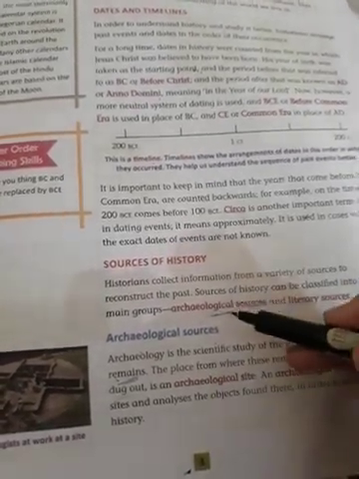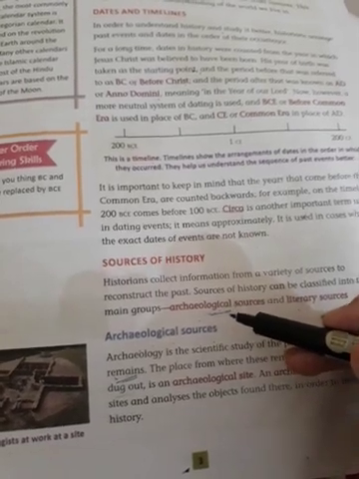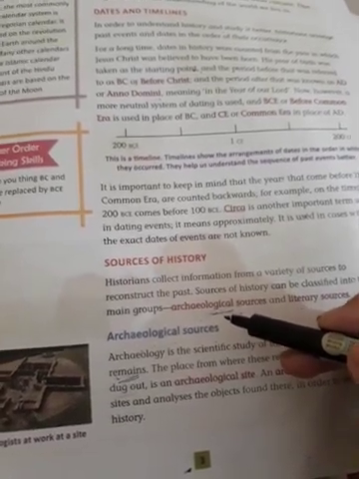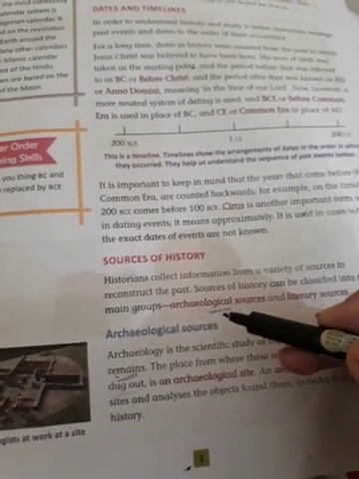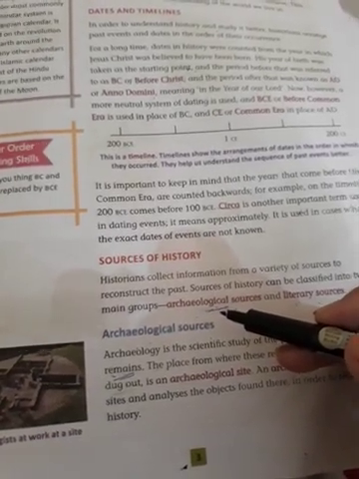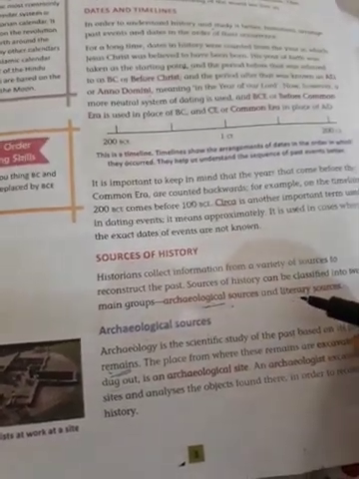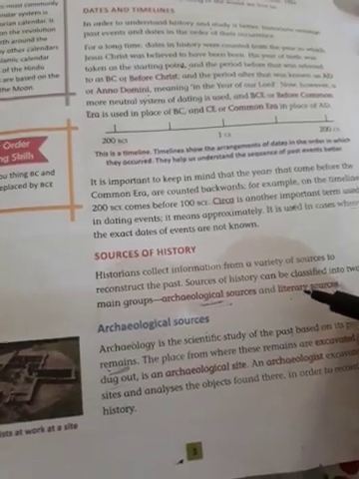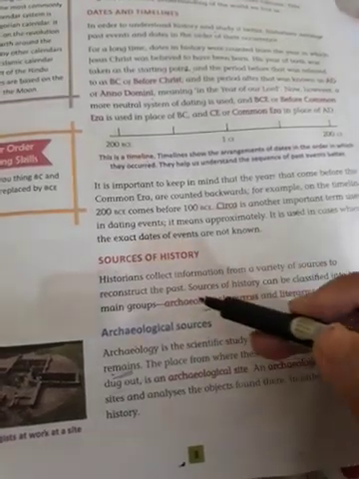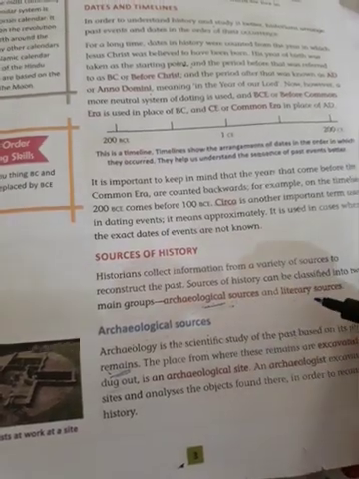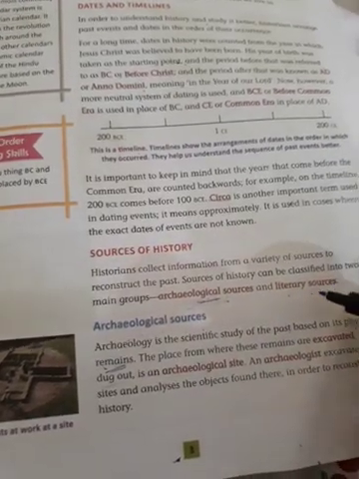The best example of archaeological source is prehistory. We have already learned about prehistory in the first video. So what is prehistory? Prehistory means where written records are not there, and literary sources means where written records are kept. So prehistory is an example of archaeological source, and for literary source you can take the example of history.